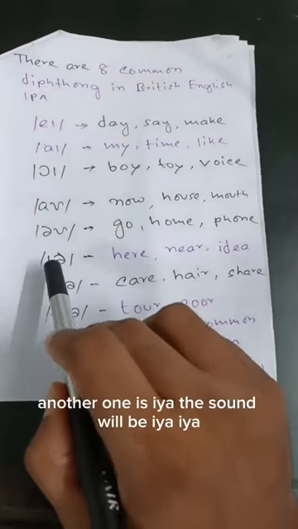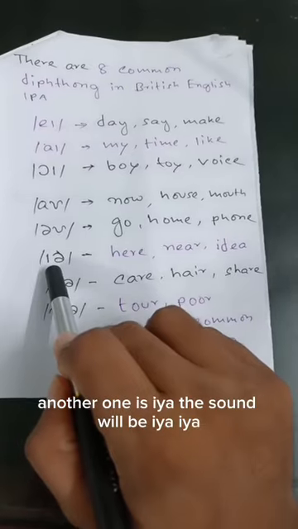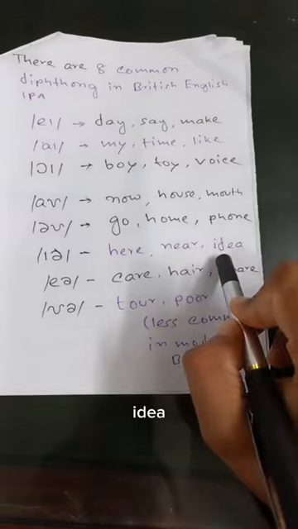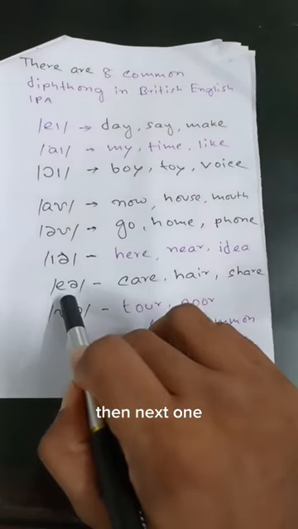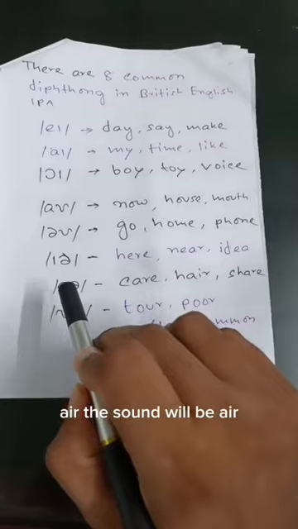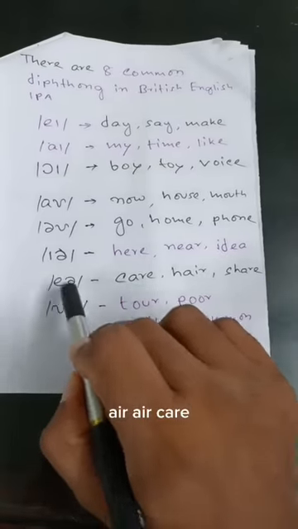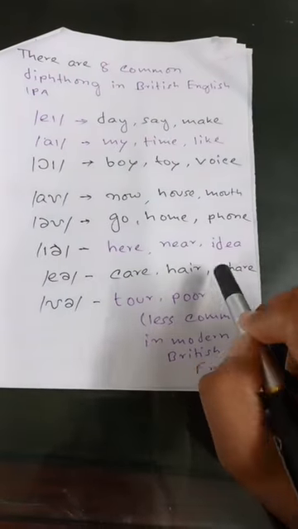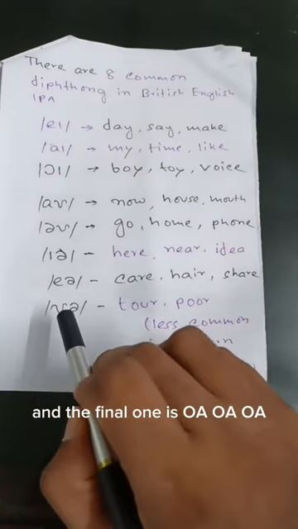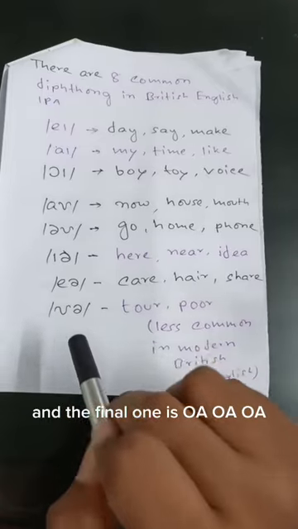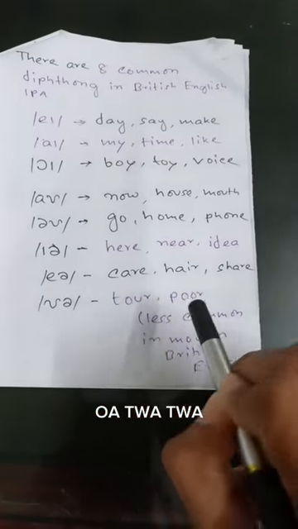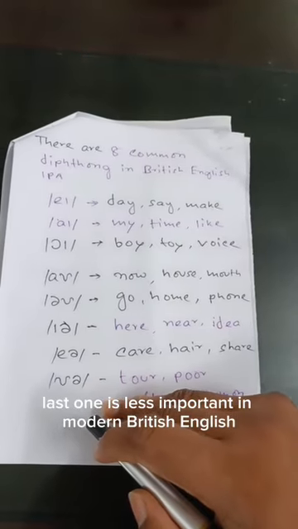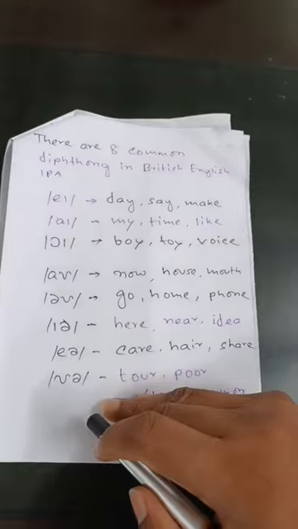Another one is /ɪə/. The sound will be /ɪə/: here, near, idea. Then the next one, /eə/. The sound will be /eə/: care, share. And the final one is /ʊə/: tour. This last one is less important in modern British English.